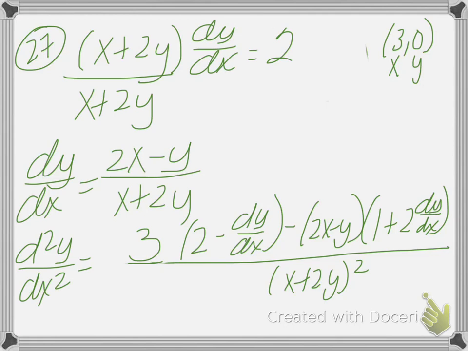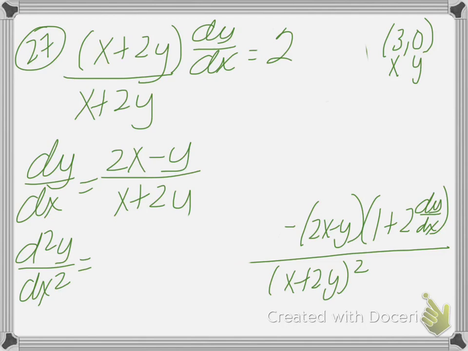So now I know that dy over dx is equal to 2. Okay, so then I can go in here and replace this dy over dx with 2. But 2 minus 2 is 0, and 0 times 3 is 0. So that actually eliminates this entire piece right here. Okay, and now I'm going to continue.